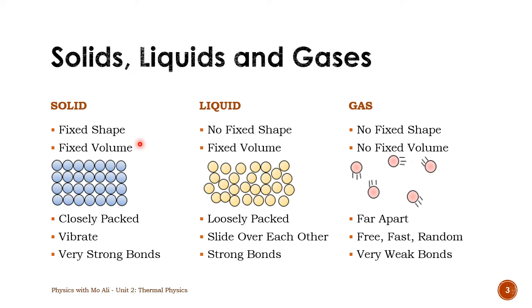Solids have a fixed shape and a fixed volume on the outside. We say liquids have no fixed shape and no fixed volume. They take the shape of the container they're placed in, whereas gases have no shape and no volume. They fill up the container they're in. This means that if you have a room, for example, a nice big room, and I tell you what's the volume of the gas in the room, it's the volume of the room. It fills up the entire room.